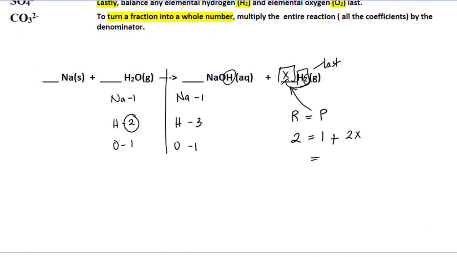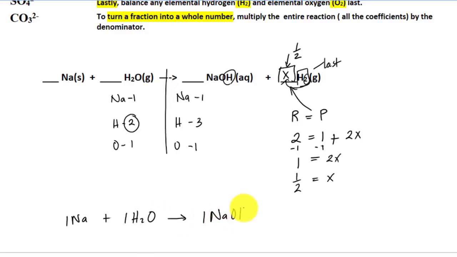Using your basic math skills, we bring the 1 over here. Minus 1, minus 1, gives us 1. And over here, we have 2x. And x is equal to 1/2. So right here must be 1/2. Okay, so if I were to rewrite this, I would have 1 Na plus 1 H2O equals 1 NaOH plus 1/2 H2. And this is still the right answer using the fraction.